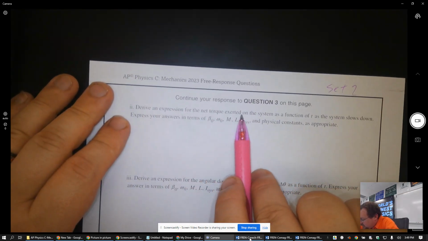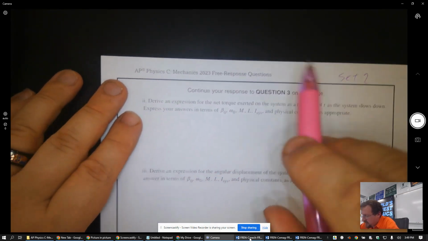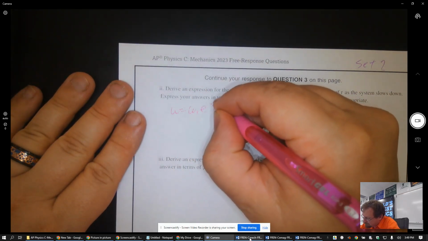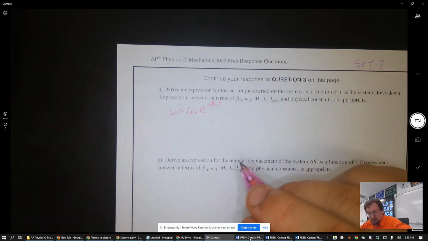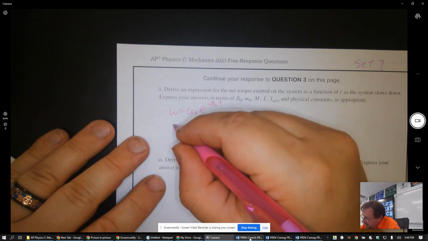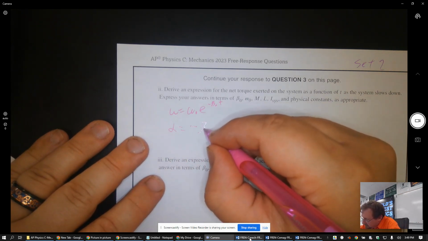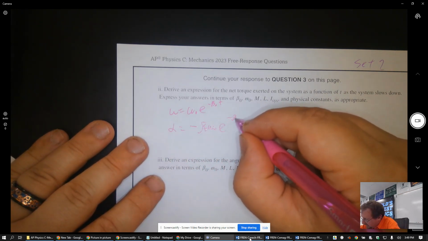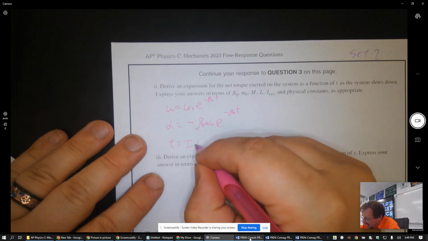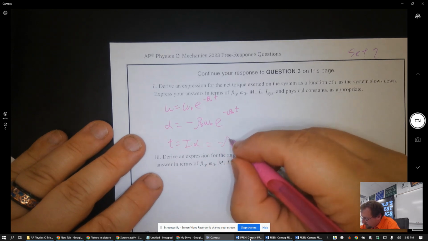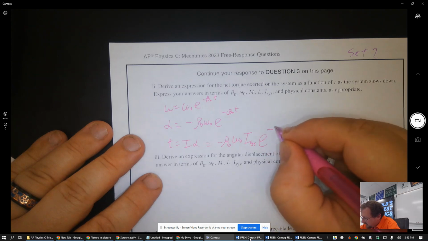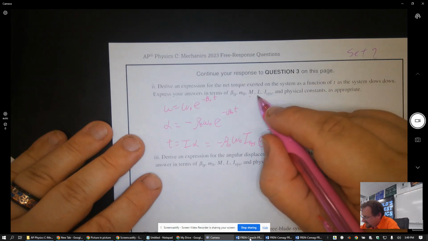Derive an expression for the net torque exerted on the system as a function of time t. Okay, so what did we say? We said omega equals omega naught e to the minus beta t. Then alpha is the derivative of this, negative beta naught omega naught e to the minus beta naught t. And then torque would be I alpha, which would be negative beta naught omega naught I system e to the minus beta naught t. What do I need mass and length for?